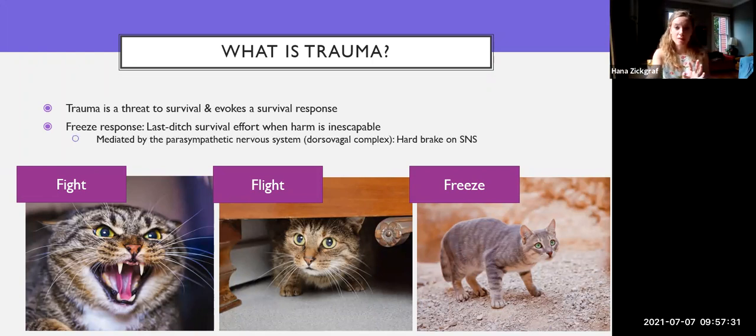As I said, this is mediated by the parasympathetic nervous system, and specifically by one branch of the parasympathetic nervous system called the dorsovagal complex. We can think of this as basically pulling the emergency brake. It totally shuts down all sympathetic nervous system activity, which is the role of the parasympathetic nervous system.